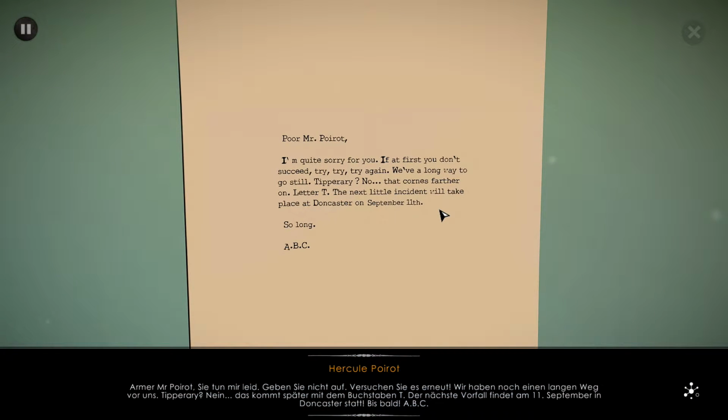Poor Mr. Poirot. I'm quite sorry for you. If at first you don't succeed, try again. We've a long way to go still. Typery? No, that comes later. Letter T. The next little incident will take place in Doncaster on September 11th.